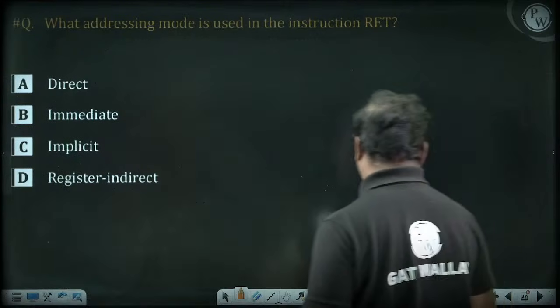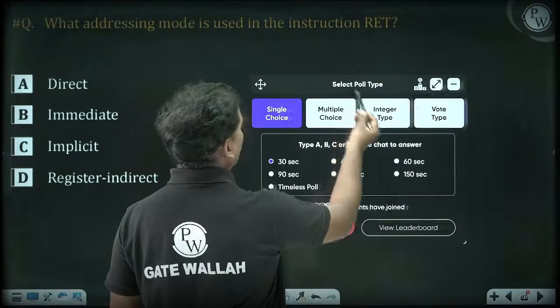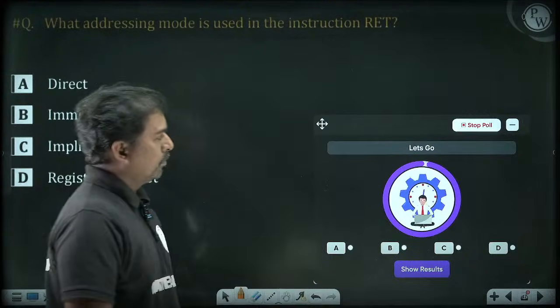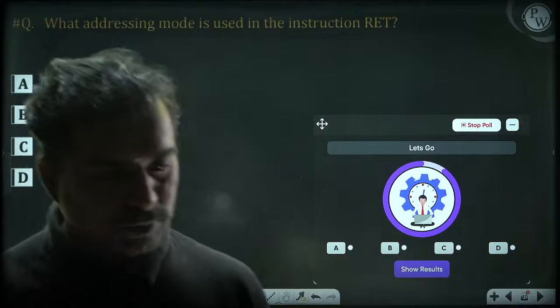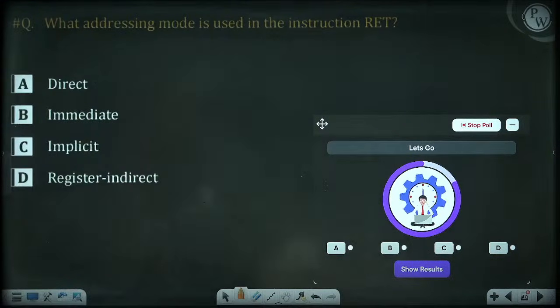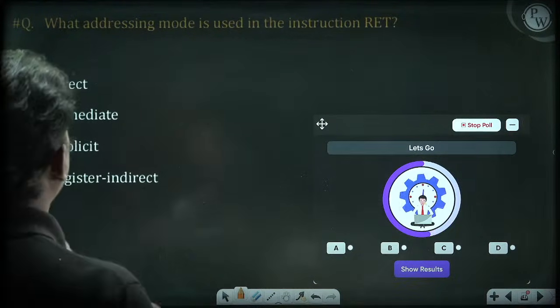Answer this question. I'm giving 30 seconds time. Please participate in the poll. What addressing mode is used in the instruction written?